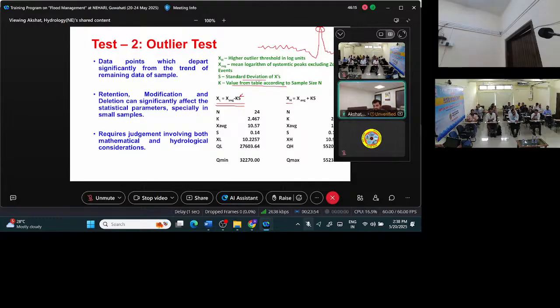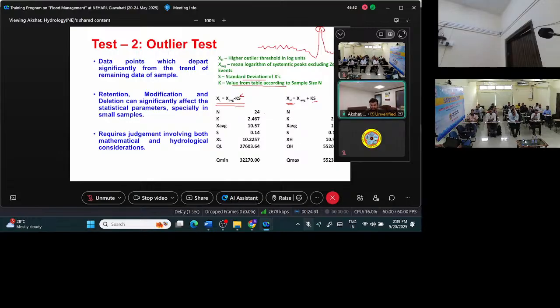Similarly, for the higher outlier, XH is equal to X average plus K into S. If standard deviation is very high, then the higher outlier threshold will be very high. For example, in flashy rivers, we have very high standard deviation of discharge data, and for the annual maxima generally we have high standard deviation. So in those cases, we have a very high value of threshold above which we say something is a higher outlier or not.